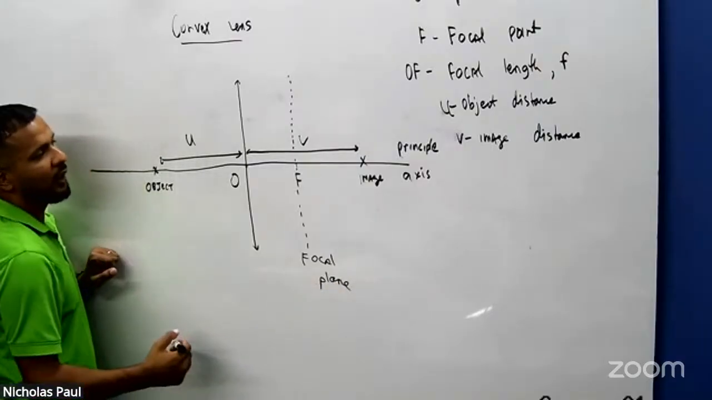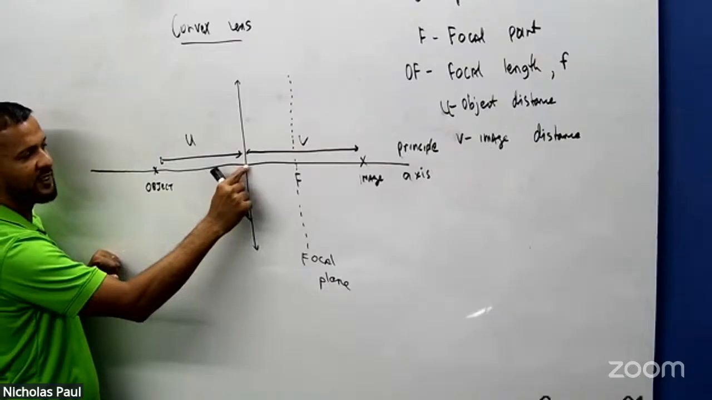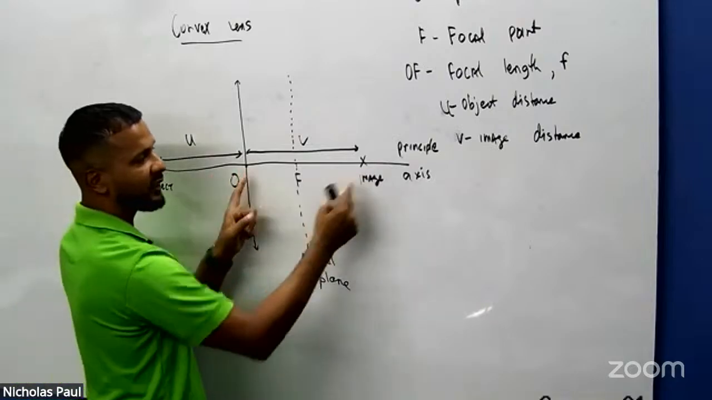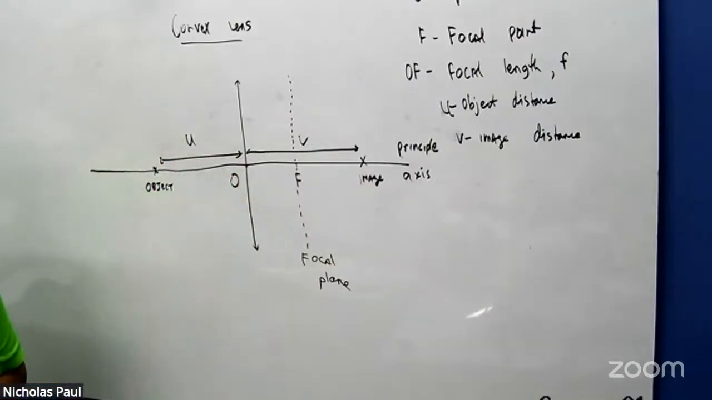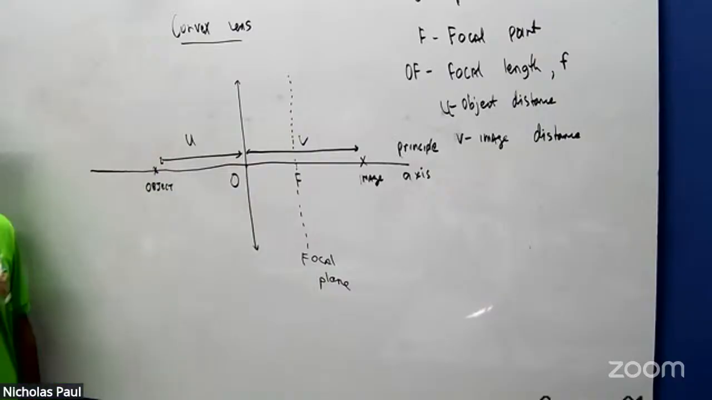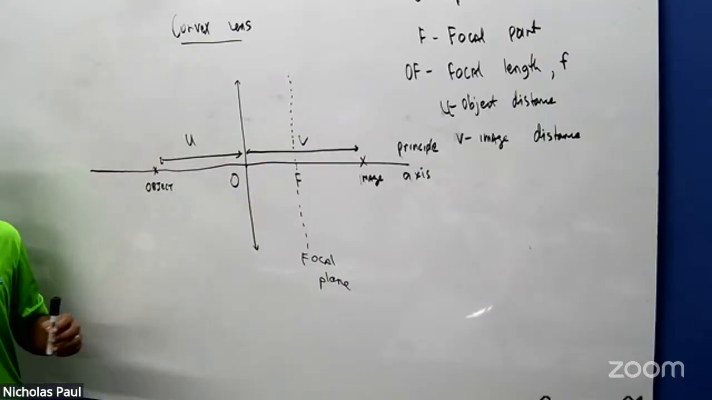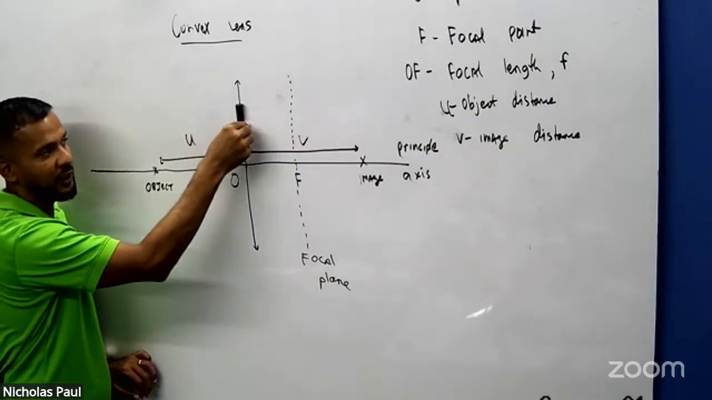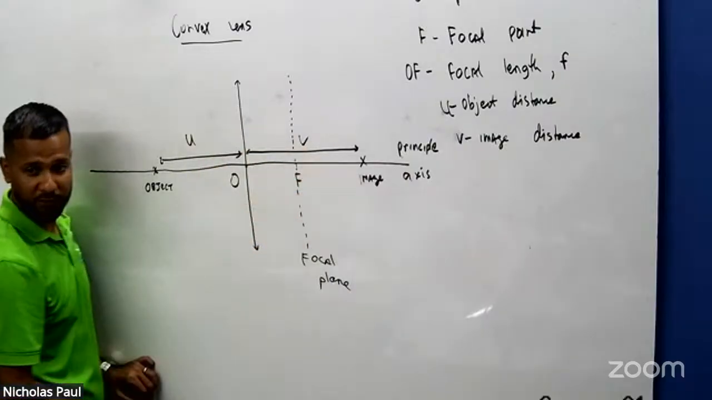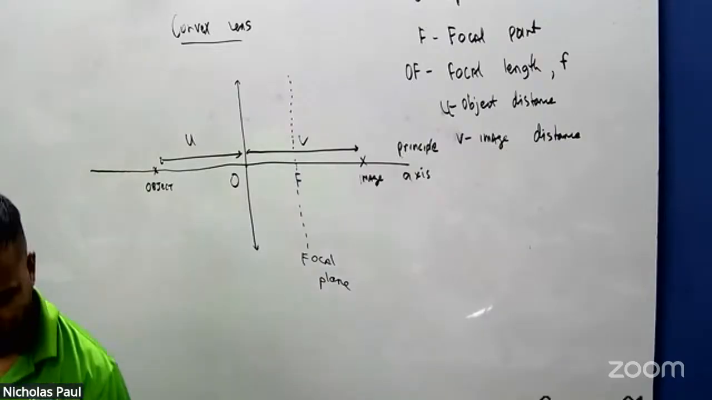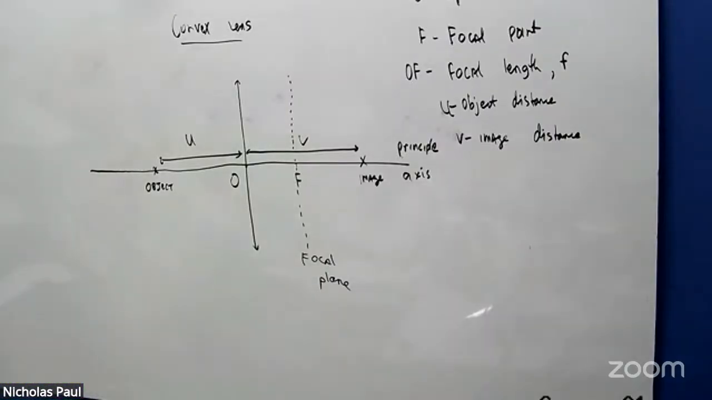All right. So principal axis, optical center, focal point, focal length, object distance, image distance. So now what we're going to learn is, if I place an object here, where is the image, and what can we learn about the image. We are going to place an object here, and then when the rays of the object go through the lens, it's going to produce an image. We are going to learn about the image. Copy down that.